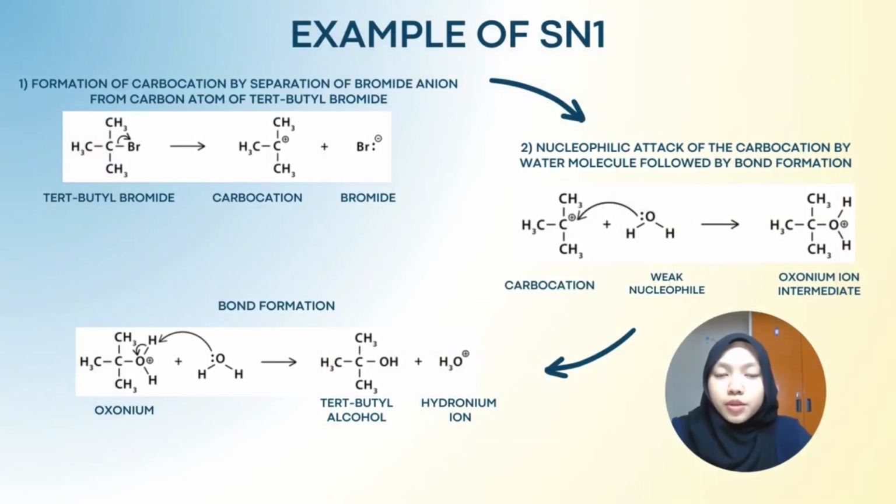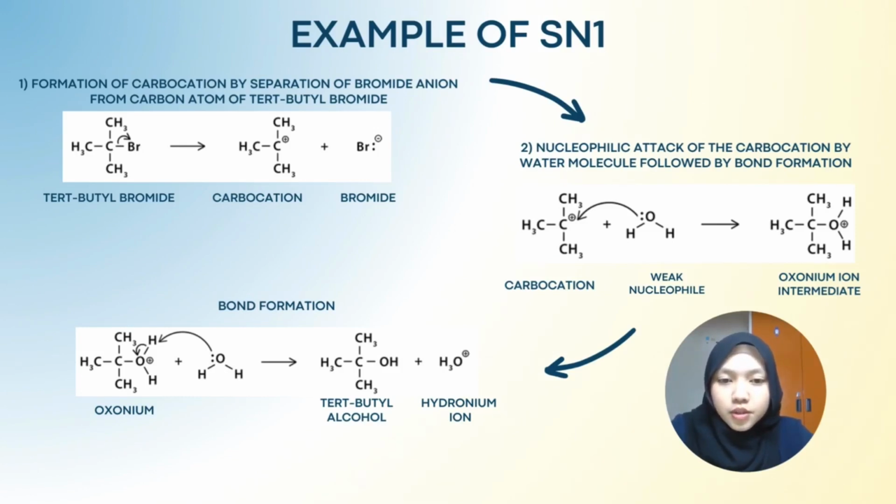For SN1, I'll be using the example of tert-butyl bromide. As we know, SN1 is a two-step mechanism where the first step is the bond breaking to form a carbocation, and the second step is the nucleophile attack, followed by bond formation. So for the first step, the bromide anion separates itself from the tert-butyl bromide, which results in the tert-butyl carbocation and bromide ion.